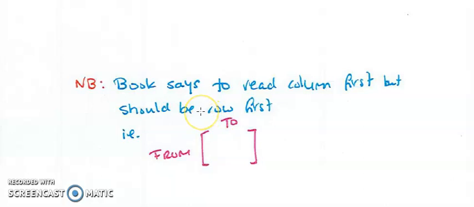Now, the book says to read column first, but it should be row first. From, to. So just be careful that the from is always on the left and the to is on the top.